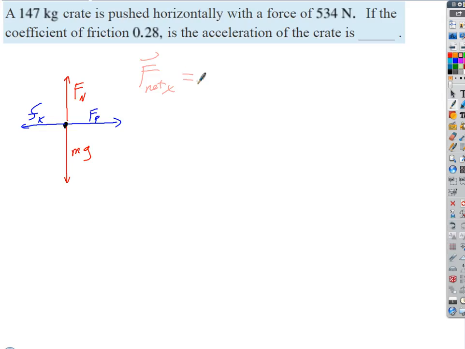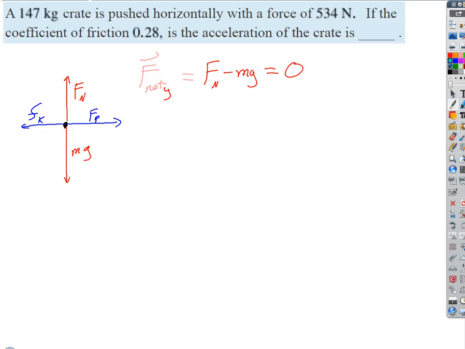The net horizontal force is equal to what? The net horizontal force is F_P minus F_K. Oh, oops, I did the wrong one. Vertical force, sorry. Vertical force, normal force minus mg. So vertical force, that's sub y, is normal force minus mg. And what's that going to be equal to? 0, because there is no net vertical force. The object doesn't accelerate vertically, right?